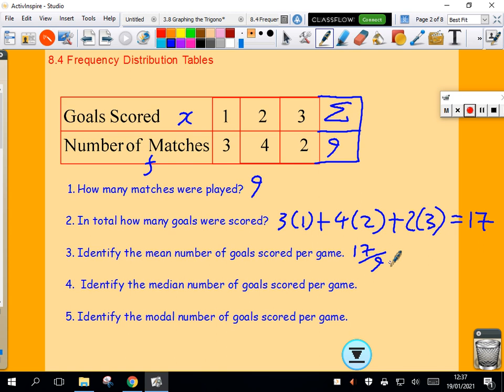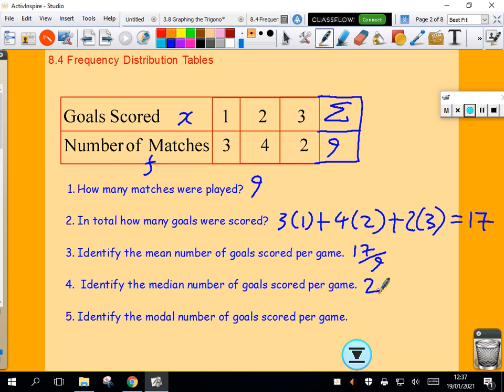Identify the median number of goals scored per game. Well, there are 9 entries in my list. The first 3 are 1s, the next 4 are 2s, and the next 2 are 3s. If there's 9 entries in the list, well, the 5th entry will be the median. Which will be the 5th entry? Well, the first 3 entries are all 1s. The next 4 are all 2s, which means the 5th entry is going to be a 2.